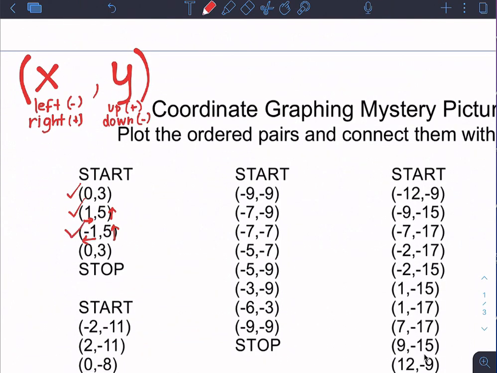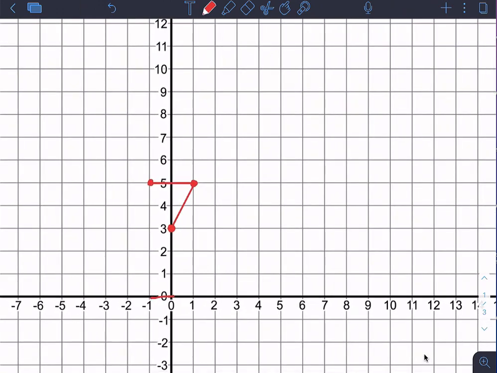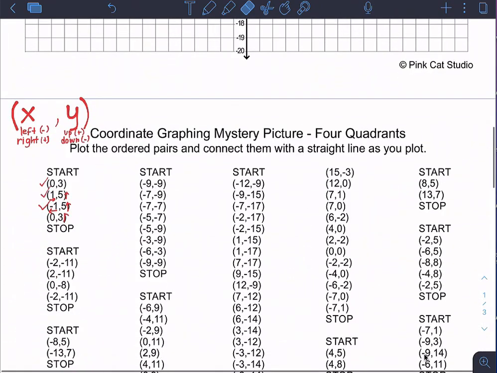And then the next one is neither to the right or to the left, but up 3. And guess what? We already have that point on there. So 0, 3. I'm actually just connecting it back to where I started. So I make this cute little triangle. So now I am done with this here. I've done all 4 of those points. Now it tells me to stop.